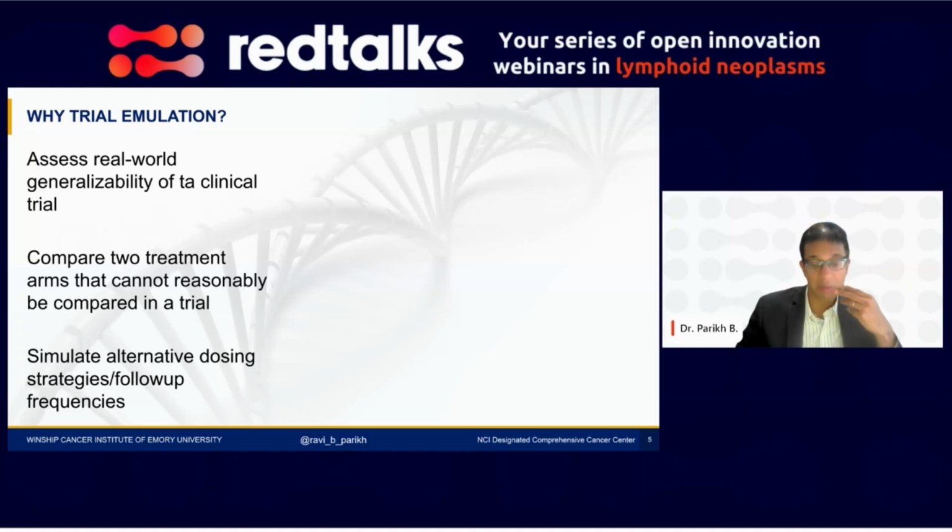Another potential might be to compare two treatment arms that can't reasonably be compared in a clinical trial or are unlikely to be compared at some time in the future. Say, for example, there are two standard of care regimens, and it would just take too long or be challenging to run a trial to compare those regimens. Then you can think about a real-world emulation of those two agents. And then the other might be, once an agent is approved, can we try to simulate alternative dosing schedules or follow-up frequencies as part of a given regimen using our real-world data in a way that might be difficult to assess prospectively.